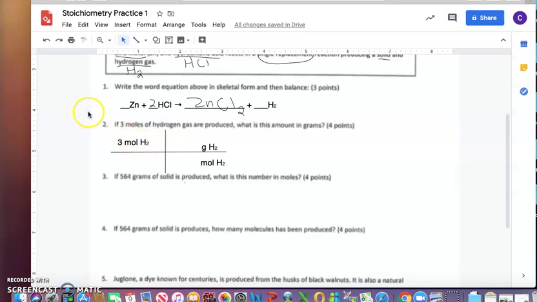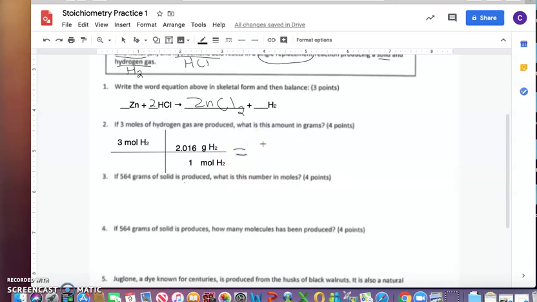Hydrogen is 1.008 times 2. That's our subscript. It's going to be 2.016. So 2.016 grams is in 1 mole, so we can put that there. All right, we end up with 3 moles of hydrogen and 2.016 grams of hydrogen in this conversion factor. We multiply the top, we divide the bottom. The bottom just has 1 with some bad equal signs.